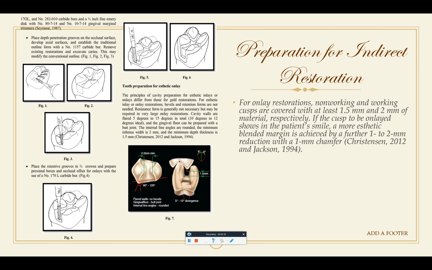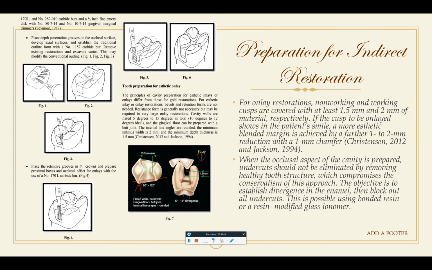Okay. The principle of cavity preparation for aesthetic inlay or onlay differs from those for gold restoration. For aesthetic inlay or onlay restoration, bevels and retention form are not needed. Resistance form is currently not necessary. The internal line angles are rounded, the minimum aesthetic width is 2 mm, and the minimal depth thickness is 1.5, as shown in the picture in front of you.